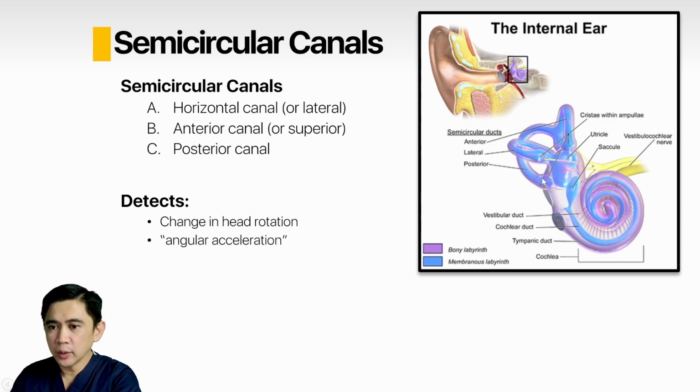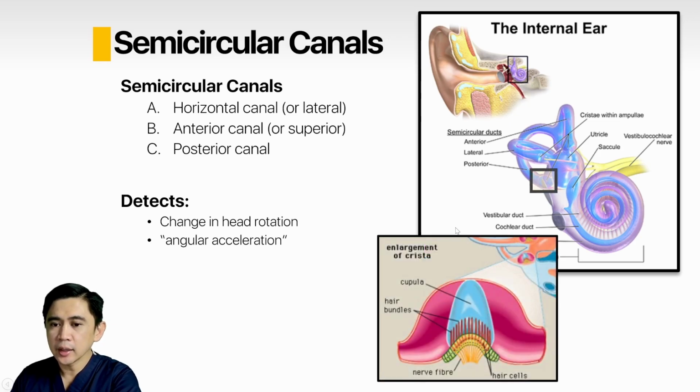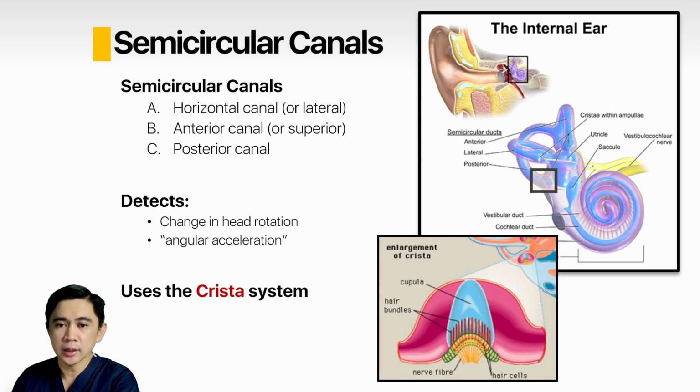Now, at the end of each canal, we have a bulge, as we can see over here, and this is what we call the crista. So the semicircular canals use the Crista system, and in contrast to the utricle and the saccule, the Crista system doesn't use otoliths, or there are no otoliths in the Crista system.